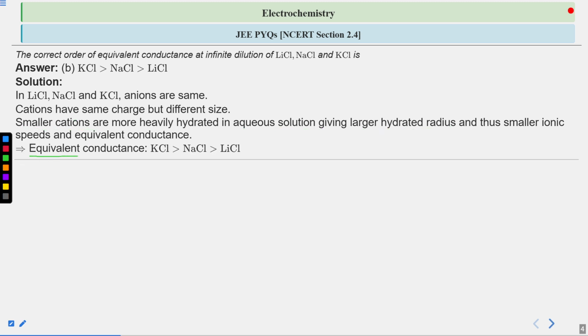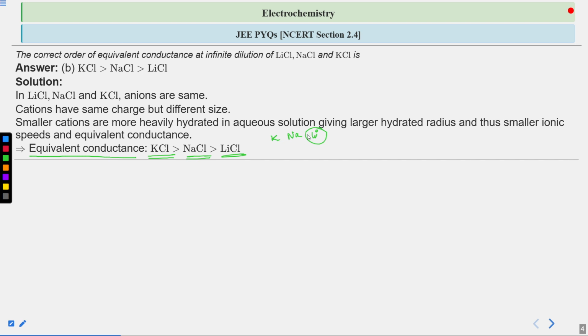Therefore, equivalent conductance follows the order: highest for KCl, then sodium chloride, and then lithium chloride. Now, you can also compare the equivalent conductance through the size, as I said. As you know, potassium has the largest size among potassium, sodium, and lithium. Lithium is the smallest in size.